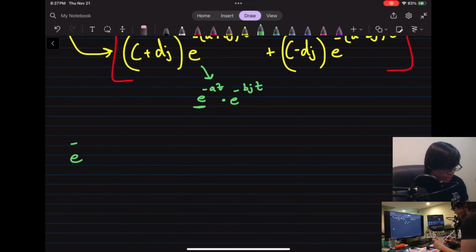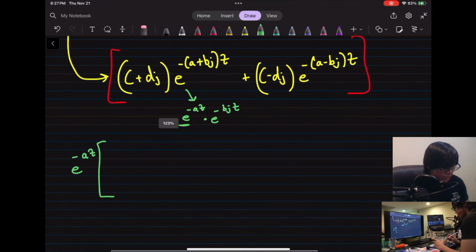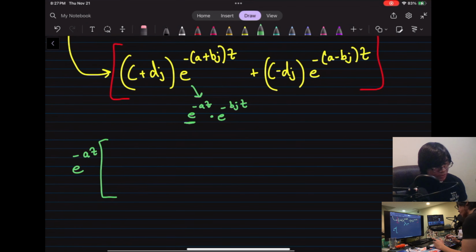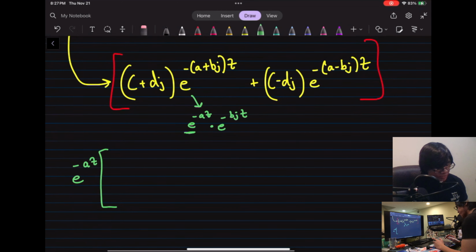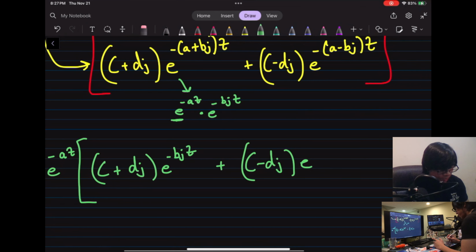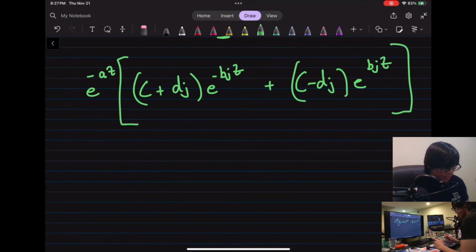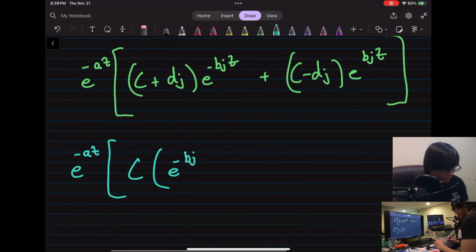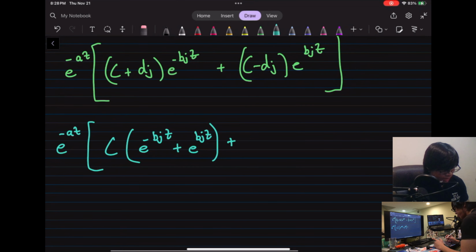So we have e to the negative at, and I can write it out. I'll do this step first and rewrite it. This would be e to the negative bjt, plus, same thing, C minus dj, copy that down, exponential, and this would be positive bjt. Now we can group like terms here, so C plus dj and C minus dj. Rewriting once more, we have C factored out, and this is e to the negative bjt plus e to the positive bjt. Then we have dj, so I'll do a plus dj.